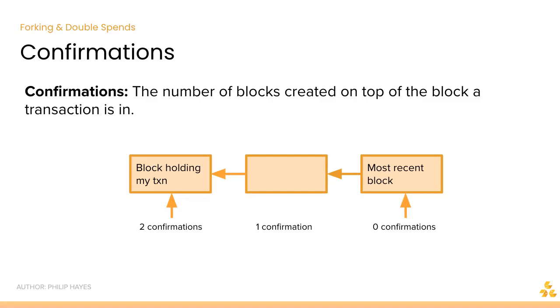So if Bob says, okay, the block with my transaction needs to have at least 5 confirmations before I send you the iPhone, then it becomes harder and harder for Alice to manipulate that, because she would actually need to have 5 other blocks on top of the block with her transaction in order for Bob to send her the iPhone.